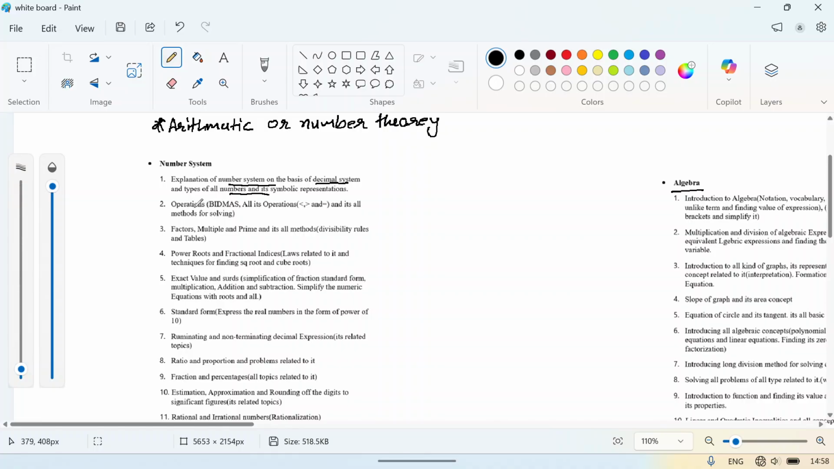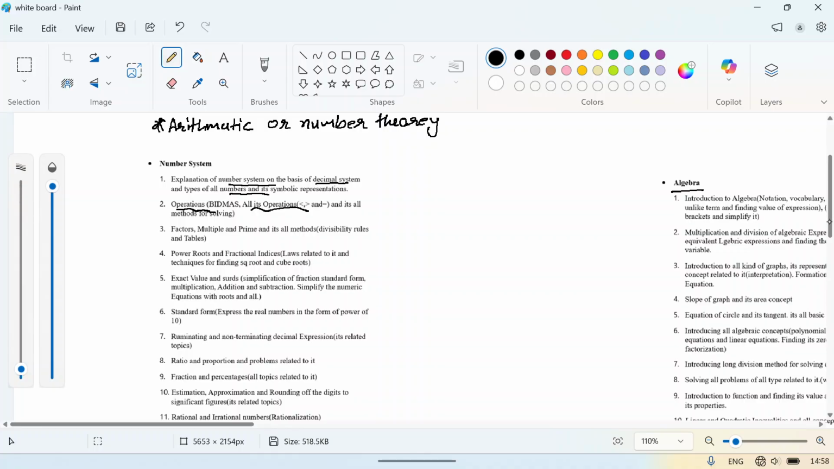After that, we talk about the operations: addition, subtraction, multiplication, division, and brackets. We also learn about the BODMAS rule, and all its operations and symbols: greater than, less than, equals to, less than or equal to, greater than or equal to.